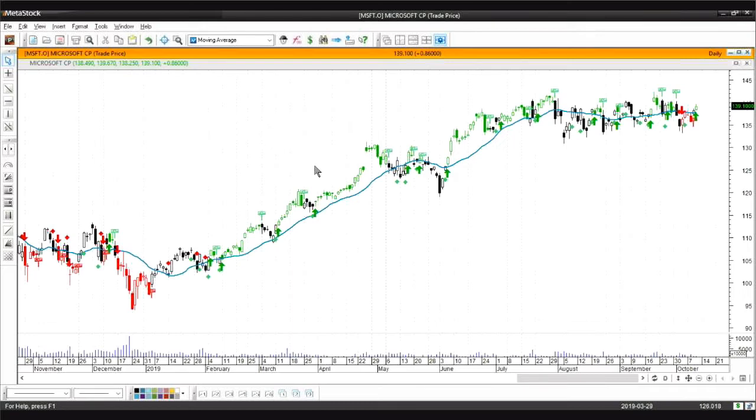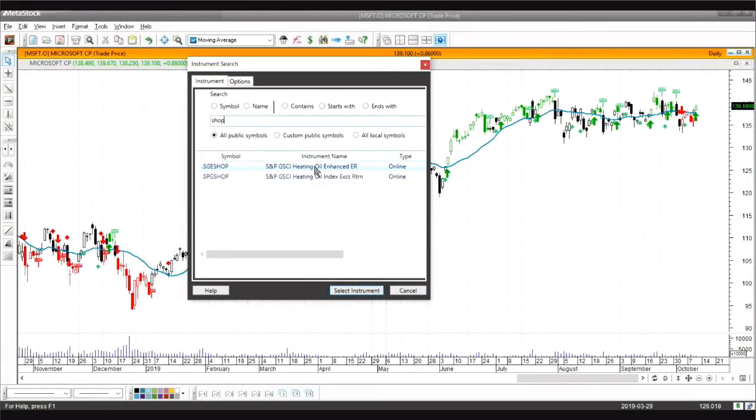Let's see, Theo wanted to look at, I think Shopify was one. Let's have a look at Shopify.